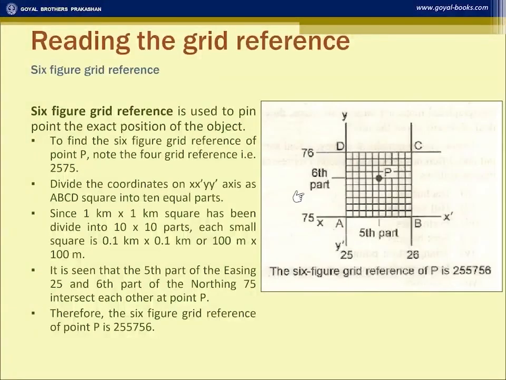So as I told you, just mentally divide the x coordinate into half, showing the fifth part, and the y coordinate into half. So it shows the easting and northing into half and half, showing the fifth part of each. And then looking at the point for which you have to find the six-figure grid reference, you can calculate according to the four-figure grid reference. For example, here it is 255 and 756.